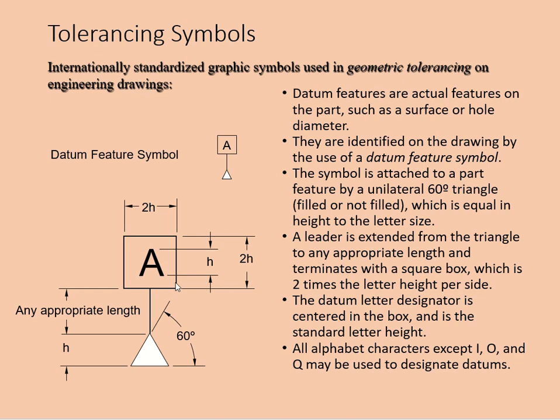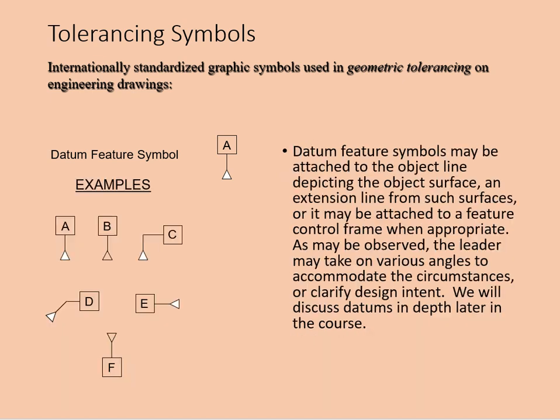You can use all the alphabet, not only ABC, except don't use I, O, and Q for the datum feature symbol alphabet. There are many different examples. Of course, you can have a filled or unfilled triangle and your square. Letters can be anything except I, O, and Q. You can go with different angles, perpendicular, or with a corner, with an angle, or 180, which is straight up.